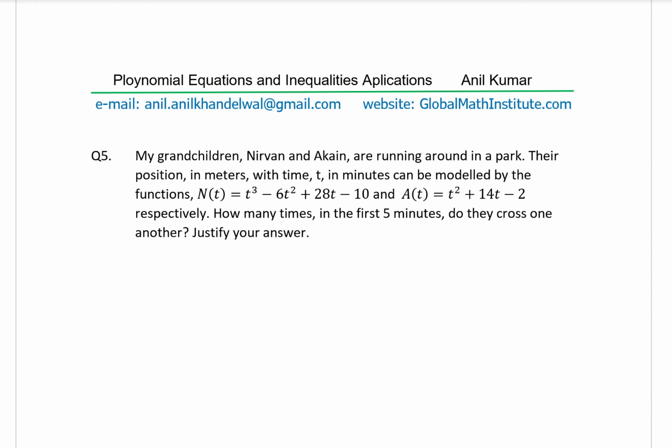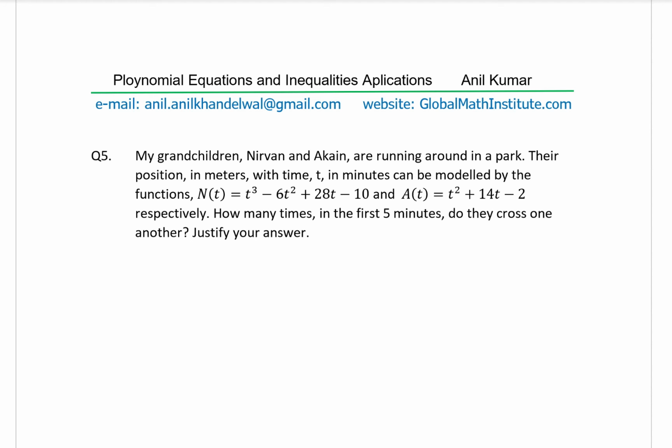My grandchildren, Nirvan and Akane, are running around in a park. Their position in meters with time t in minutes can be modeled by the functions n(t) for Nirvan, t cubed minus 6t squared plus 28t minus 10, and a(t) for Akane, t squared plus 14t minus 2, respectively. How many times in the first 5 minutes do they cross one another? Justify your answer. So basically, whenever they cross, we get the same position value. So again, it's an example of polynomial equations. Let us see how to do it.